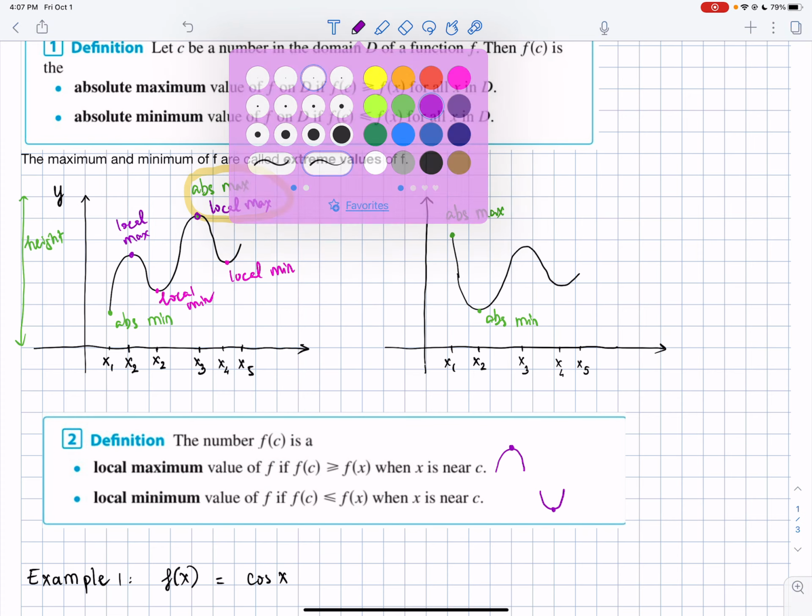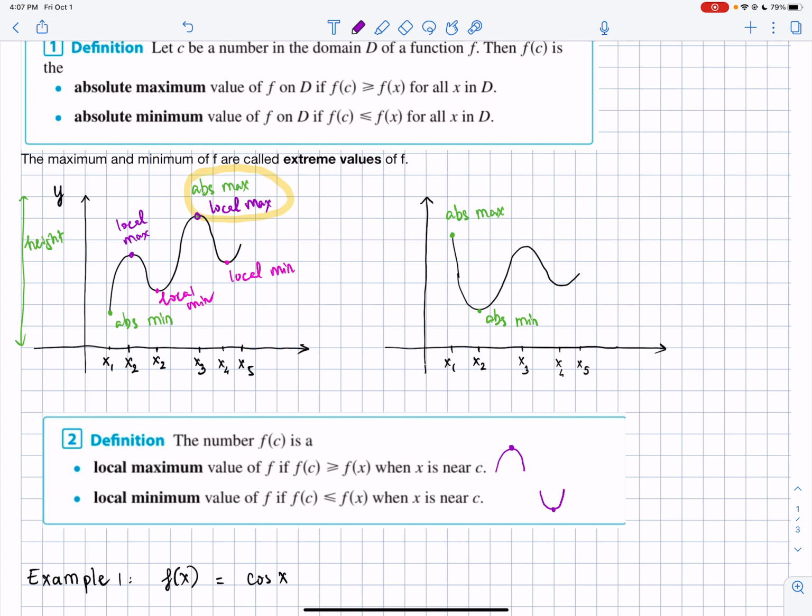Now we are looking for the local max for the second graph. We only have one local max because we have a mountain right here. And then for the local min, we have 2 local min points. We have this and this. So this is local min, and this is local min. You look at this point, you can see that this point is both local min and absolute min.